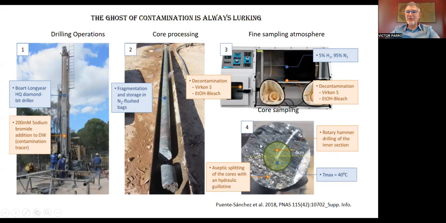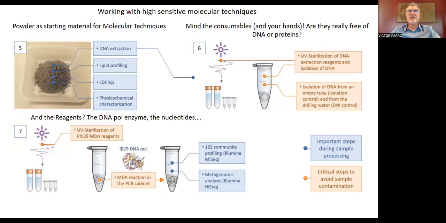We also need to take the interior of the cores, where we can avoid as much as possible whatever external contamination. So in that case, we use a rotary hammer drilling, so that we can obtain cuttings from the inside, from the interior of the rocks. And always checking the temperature to be sure that we are not destroying something by using too much temperature.